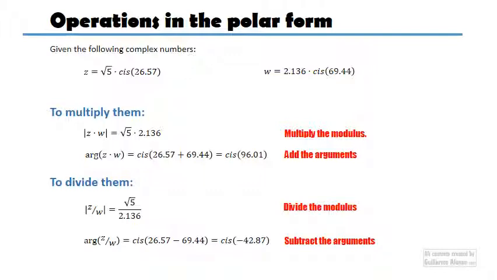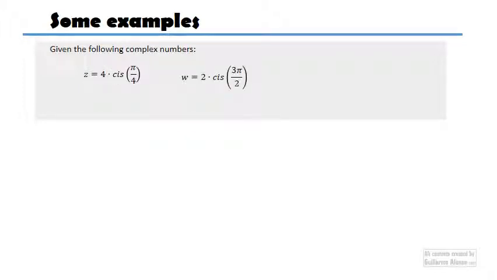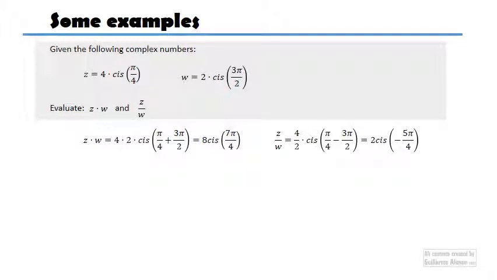So what's the consequence? Let's start with an example. I have these complex numbers and I'm going to do multiplication and division. Multiplication: I multiply the modulus, 4 times 2 is 8. I add the arguments, pi fourths plus 3 pi halves gives me 7 pi fourths. And division, I get the following answer. Okay, you get the idea.